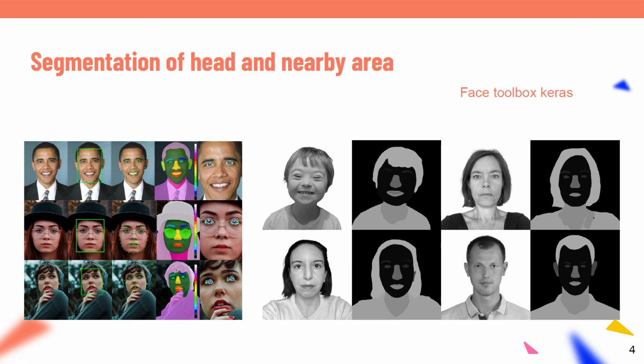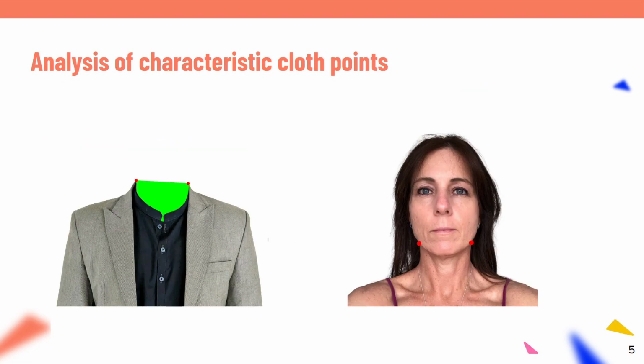As you can imagine, in this project we have to do some segmentation of the photo, and we chose the Face Toolbox Keras model, which was ready to use, and it was okay for us. To properly translate and scale the face to the new clothes, we have to analyze the characteristic points of the clothes and face, and also analyze these points to generate a mask for the inpainting model.